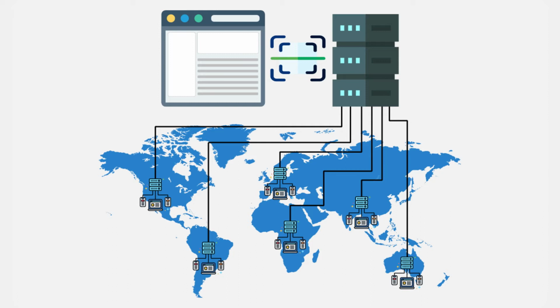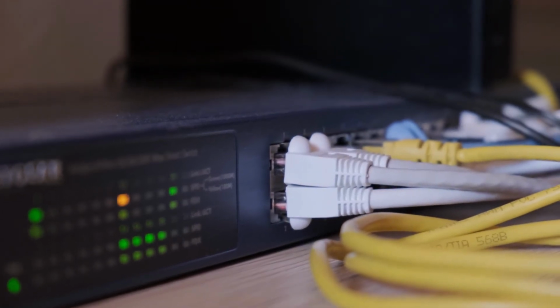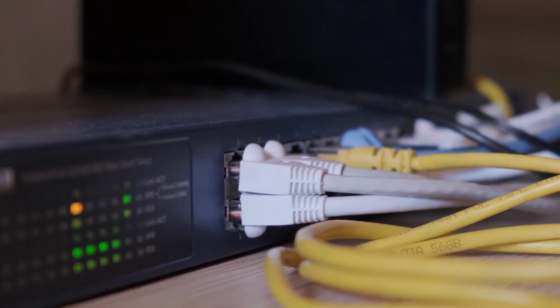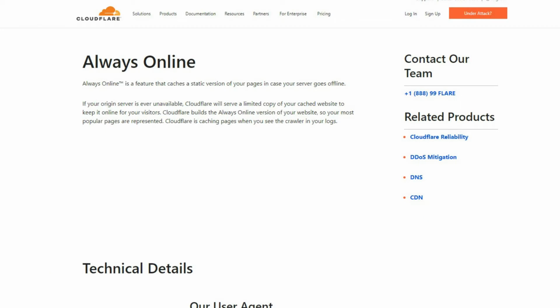It does it by scanning your website and then making a copy of all your web pages and then distributing it across the planet, making it more accessible. It also reduces the website bandwidth consumption by reducing the amount of data the origin server must provide, thus reducing the hosting cost for website owners. CDN vendors like Cloudflare provide a feature that will serve a limited copy of your cached website to keep it online for your visitors in case your server went offline.